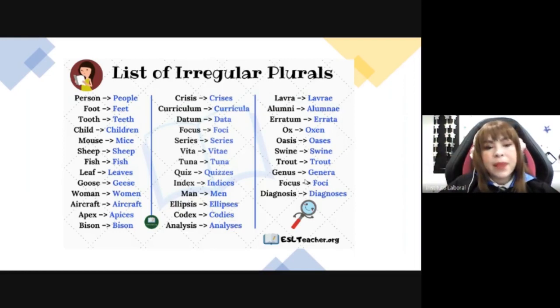Bison, bison. The same word. Crisis, crises. Curriculum, curricula. Datum, data. Focus, foci. Series, series. Tuna, tuna. Quiz, quizzes. Index, indices. Man, men. Ellipsis, ellipses. Analysis, analyses. Just a small change. Larva, larvae. Erratum, errata. Ox, oxen. Oasis, oases. Genus, genera. Diagnosis, diagnoses. Okay? Those are the not too common irregular plural nouns.